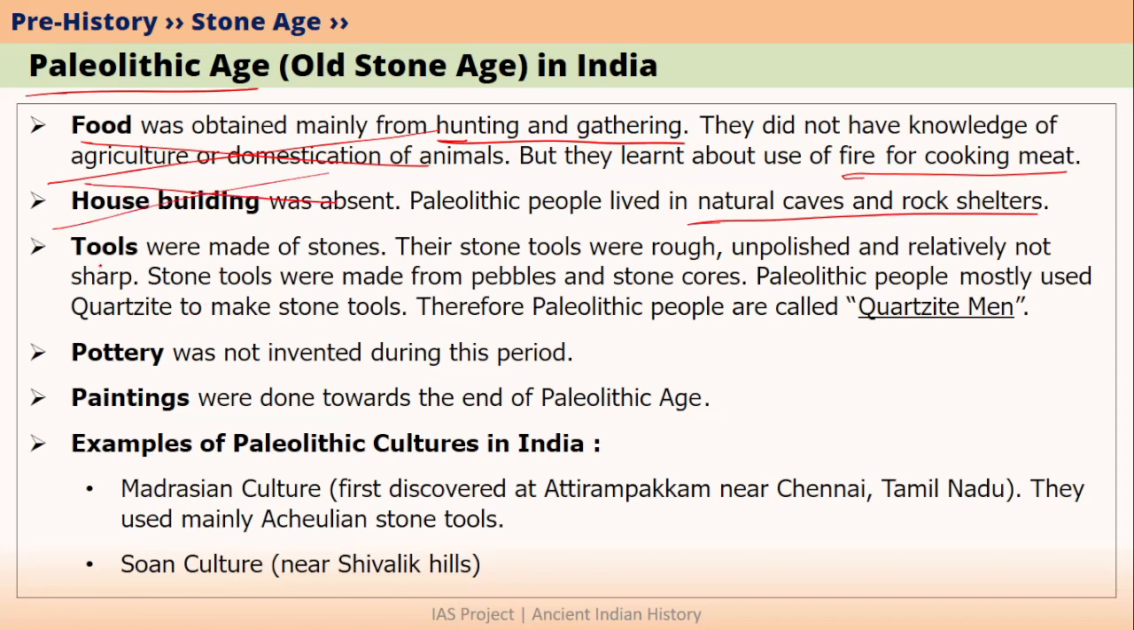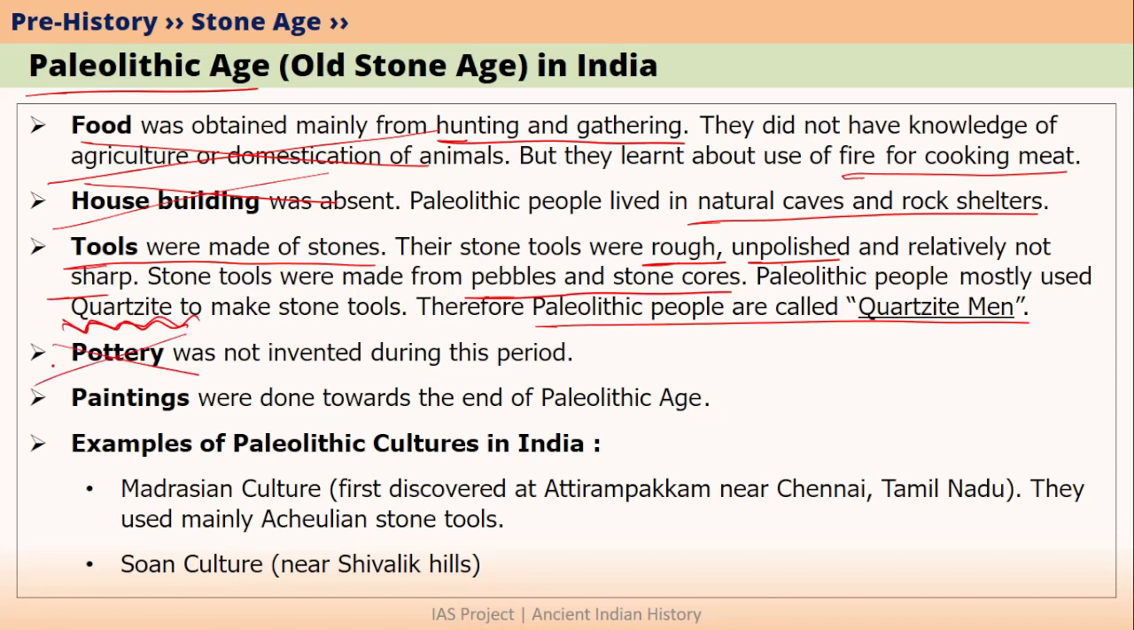They did not have any metal. They made tools from stones. And particularly, they used quartzite to make their stone tools. That is why Paleolithic people of India are also called quartzite men. If we talk about their stone tools, they were rough, unpolished, and relatively not sharp. What kind of stones did they use to make stone tools? They used pebbles as well as stone cores, which were made from the material of quartzite.